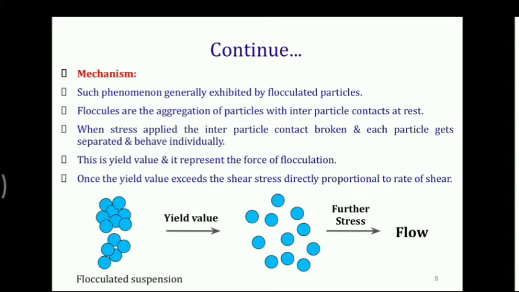Now once the yield value is exceeded, the shear stress is directly proportional to the rate of shear. So above the yield value, as you increase the shearing stress, it is directly proportional to the rate of shear. This is the statement of Newton's law. What is your conclusion from this? Above the yield value, your plastic system behaves like a Newtonian system. In the last section of this diagram, above the yield value, if you apply further stress, flow will occur inside the system.